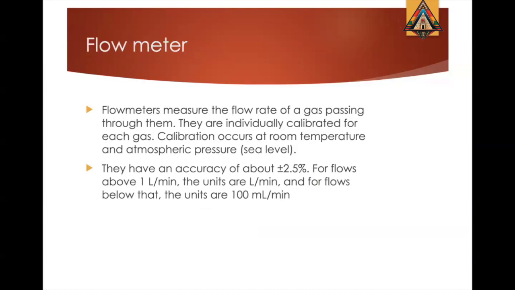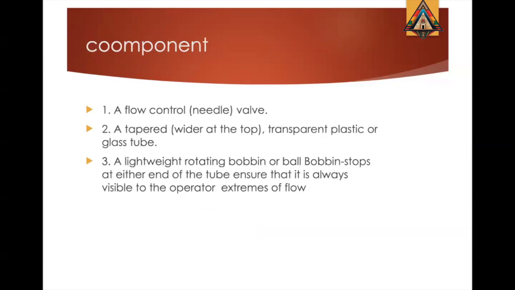And then we have the flow meter. Flow meters measure the flow rate of gas passing through them. They're individually calibrated for each gas. Calibration occurs at room temperature and atmospheric pressure. They have an accuracy of about plus or minus 2.5%. For flows above 1 liter, the unit of measuring them is liter per minute, and for flows below that, the units are 100 ml per minute.